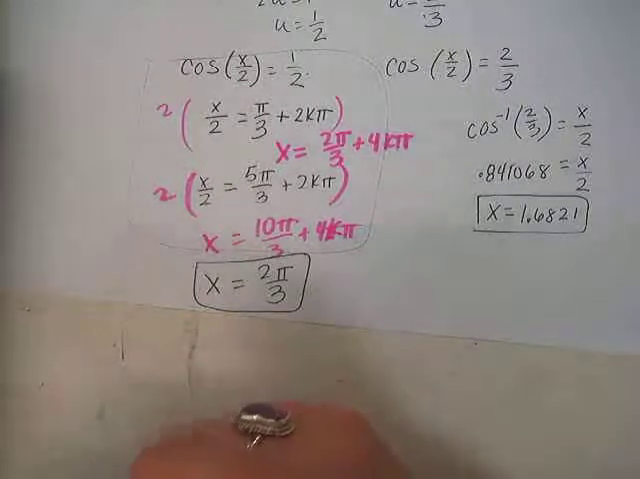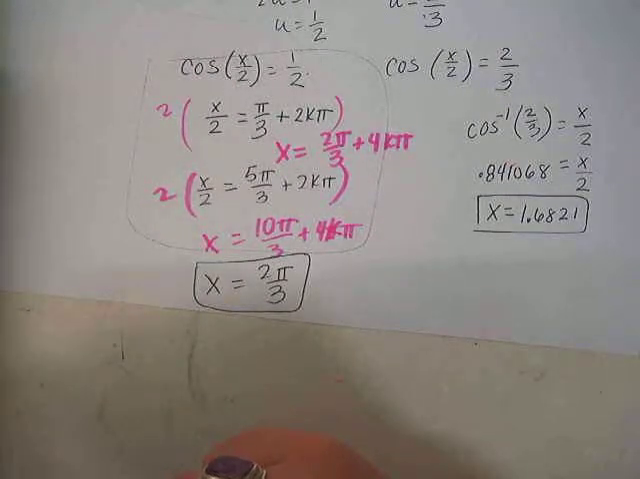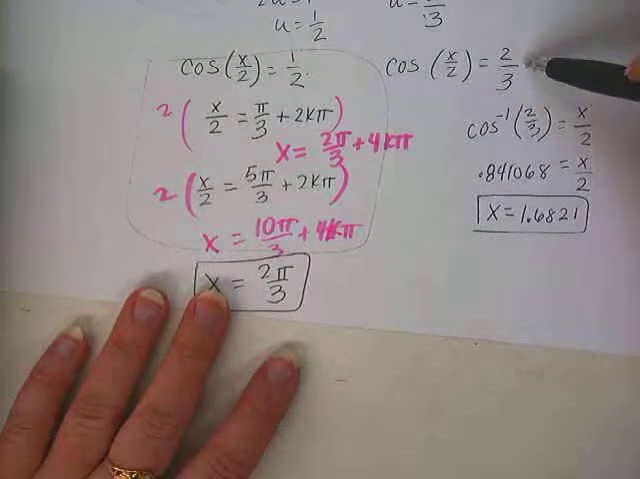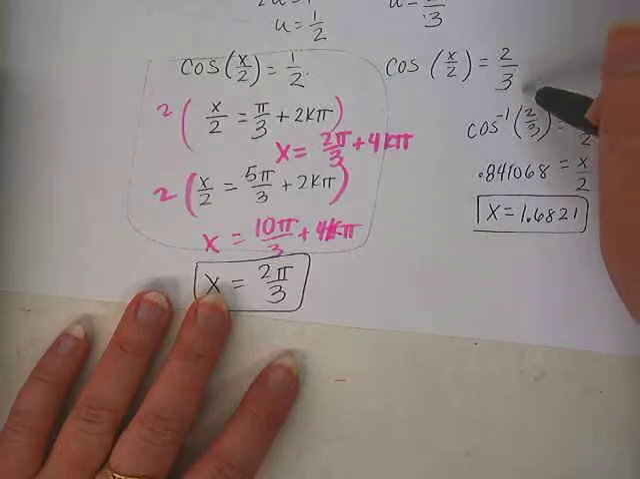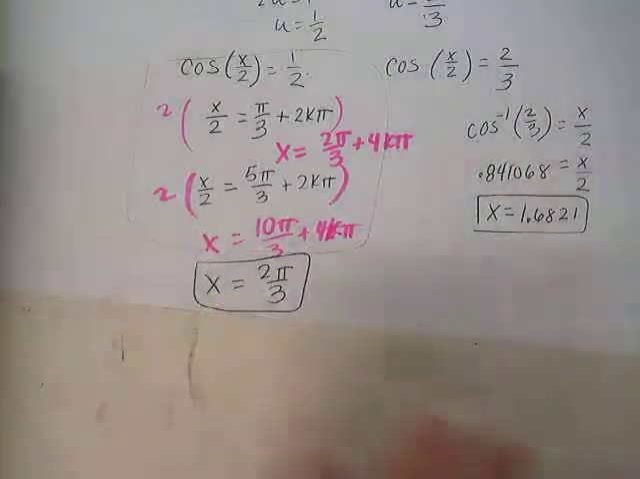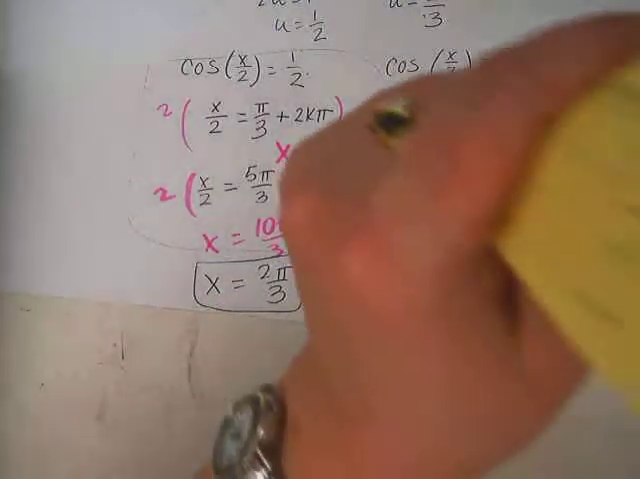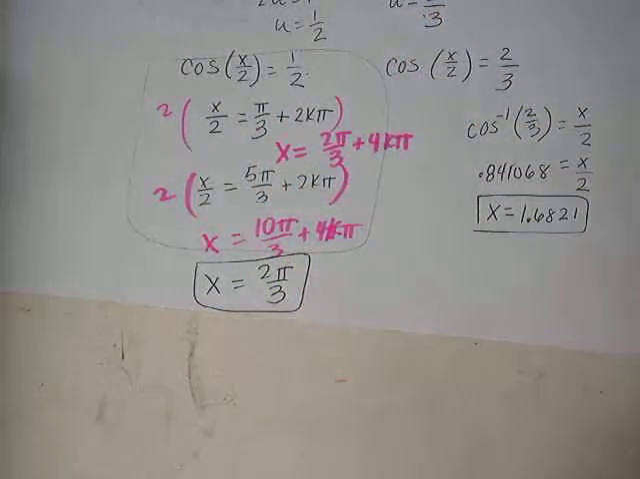Okay, so we have 2 answers, 2 pi thirds and 1.6821. So this one's exact, this one's approximate because we had no other choice since this ratio is not an exact one. I guess we maybe had a choice. Could we draw a triangle to do that one? I don't know. We're not going to worry about that right now.